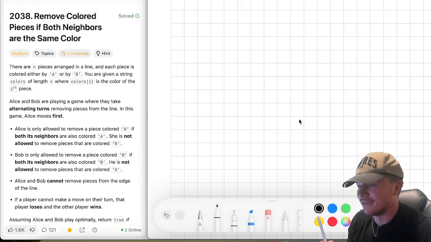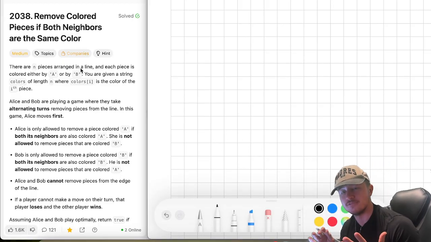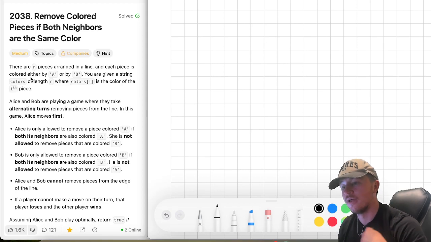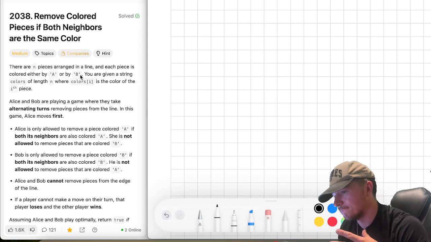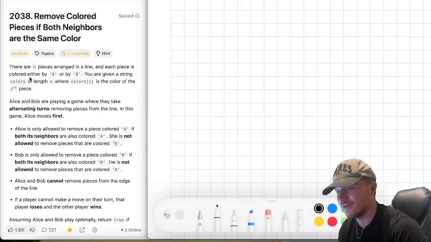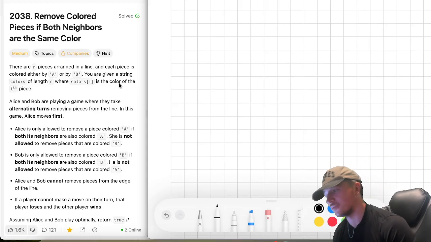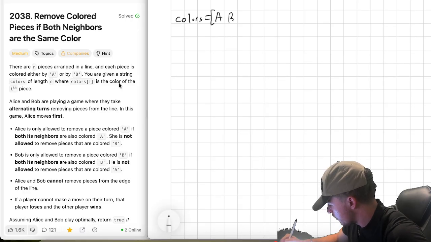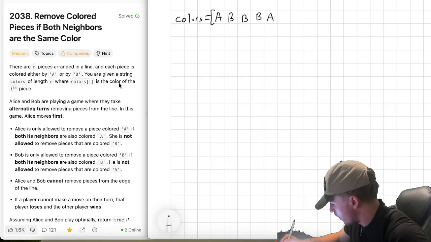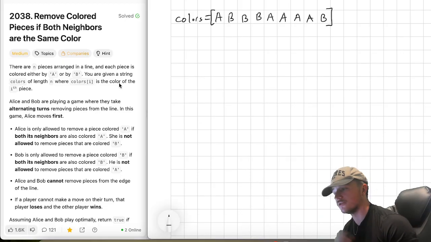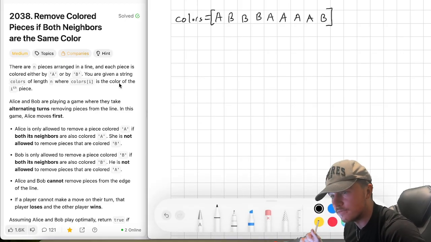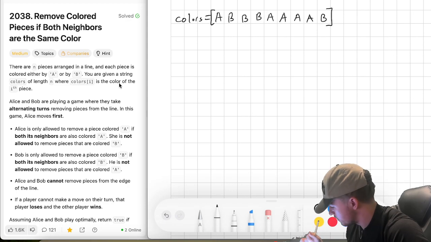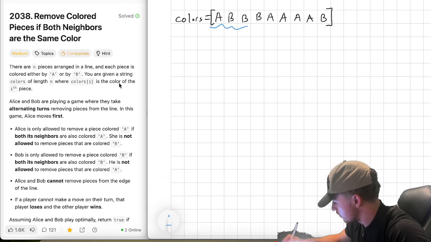Okay. So you're given n pieces arranged in a line. And each piece is either colored A or B. You're given a string colors of length n where colors of i is the color of the ith piece. So you're given this colors array, and each element is either A or B. I'm just going to randomly start populating this with different values to give you an example. And did it say it's of length n? Yep, and it's of length n. So this thing has length n.